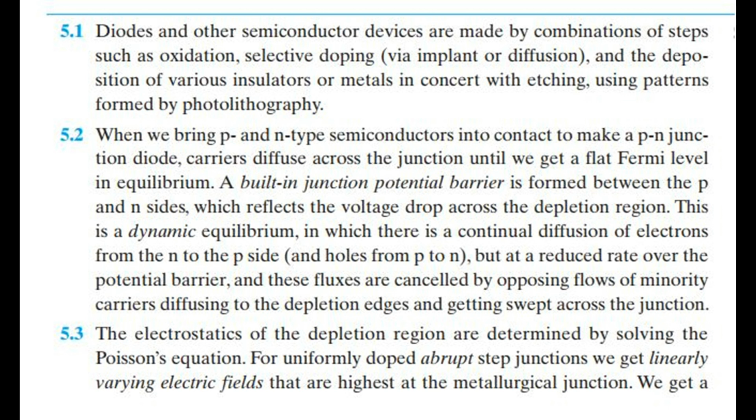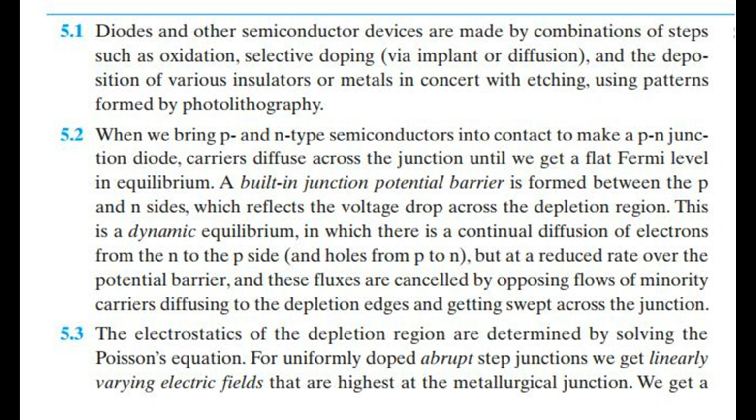5.2 When we bring P and N-type semiconductors into contact to make a P-N junction diode, carriers diffuse across the junction until we get a flat Fermi level in equilibrium. A built-in junction potential barrier is formed between the P and N sides, which reflects the voltage drop across the depletion region. This is a dynamic equilibrium, in which there is a continual diffusion of electrons from the N to the P side, and holes from P to N, but at a reduced rate over the potential barrier, and these fluxes are cancelled by opposing flows of minority carriers diffusing to the depletion edges and getting swept across the junction.